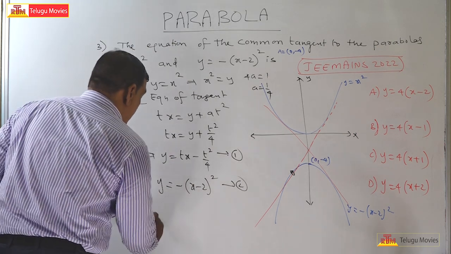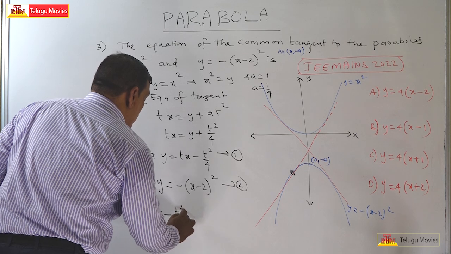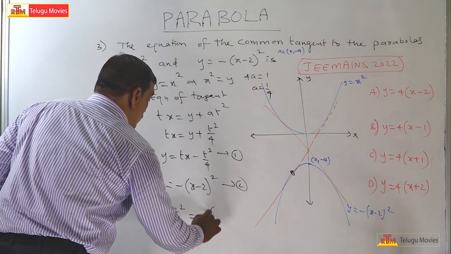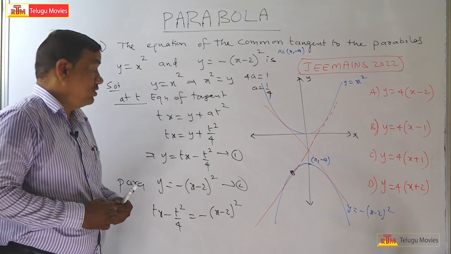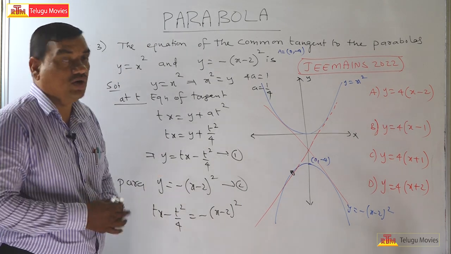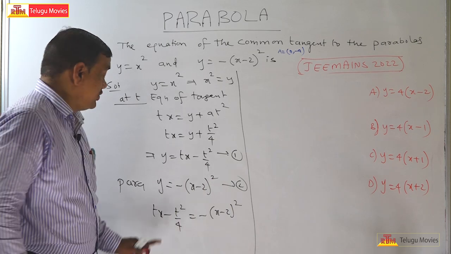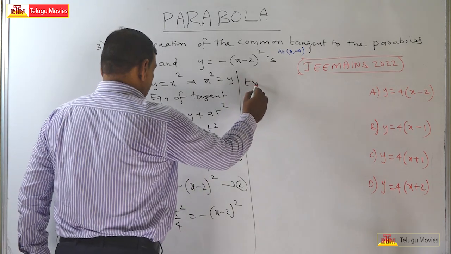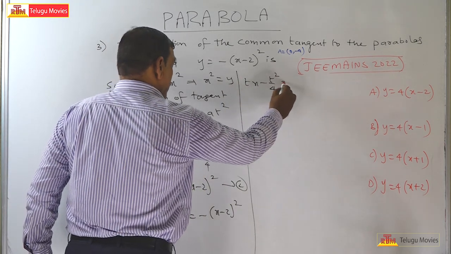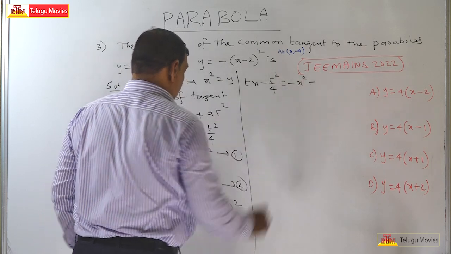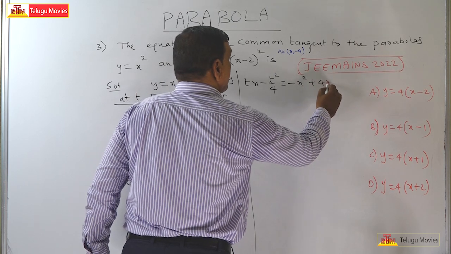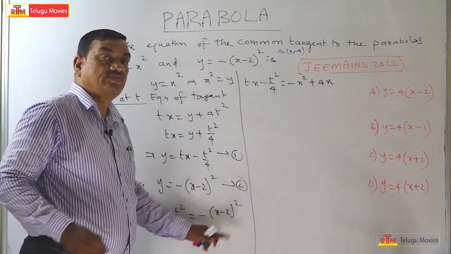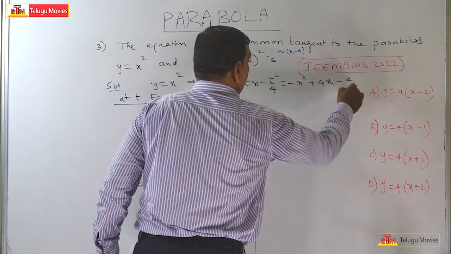So let us equate the right hand portion. tx minus t square by 4 is equal to minus of (x minus 2) whole square. Okay, now let us do the calculation. This is equal to tx minus t square by 4 is equal to minus x square minus 4x, minus of minus, plus 4x. So this is equal to plus 4 and it is a minus 4.